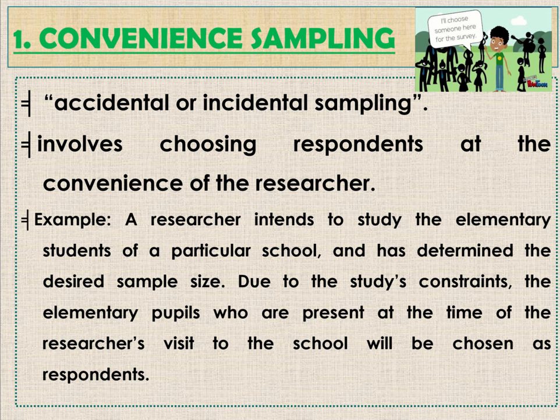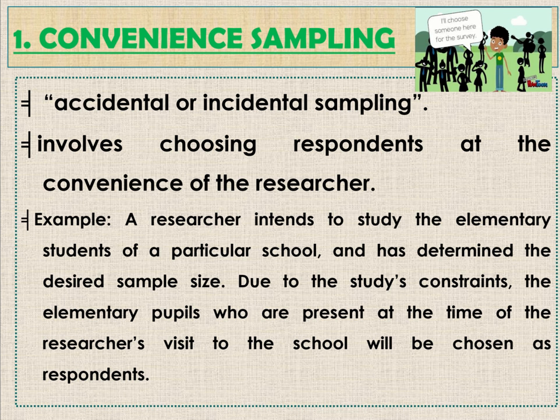Example natin, a researcher intends to study the elementary students of a particular school and has determined the desired sample size. Due to the study's constraints, the elementary pupils who are present at the time of the researcher's visit to the school will be chosen as respondents. Ibig sabihin, kung sino lang yung mga available elementary students, the time na mag-visit si researcher, sila lang yung kanyang magiging sample. And that is convenience sampling.